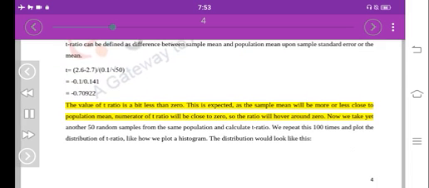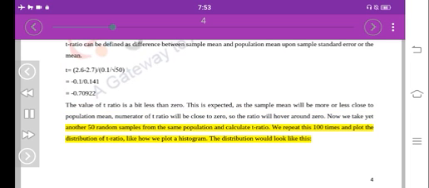This is expected, as the sample mean will be more or less close to population mean, so the numerator of t-ratio will be close to 0, and the ratio will hover around 0. Now we take yet another 50 random samples from the same population and calculate t-ratio. We repeat this 100 times and plot the distribution of t-ratio, like how we plot a histogram. The distribution would look like this.